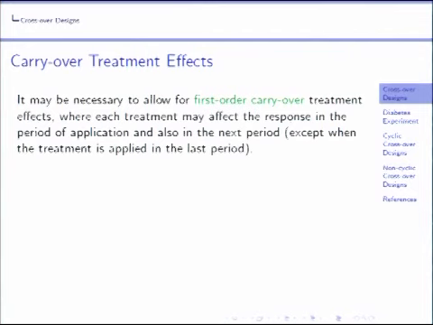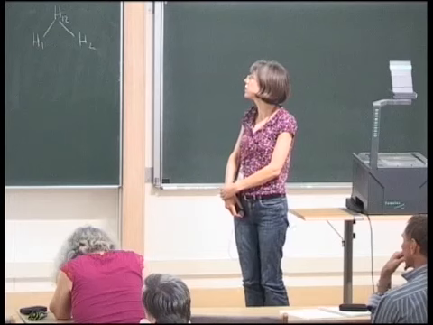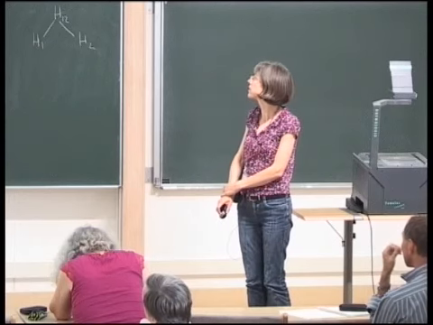Now, because each subject is getting more than one treatment, even though in most cases we would hope to be able to allow a nice washout time, we should still allow for first order carryover treatment effects. All I mean by that is that when you apply a treatment to a subject, there will be a direct treatment effect in the period of application, and you have to expect that there might be a residual treatment effect in the following period. In some studies you can allow for second order and even larger order carryover effects. I'm not going to do that. I'm just going to be considering direct treatment effects and first order carryover effects.